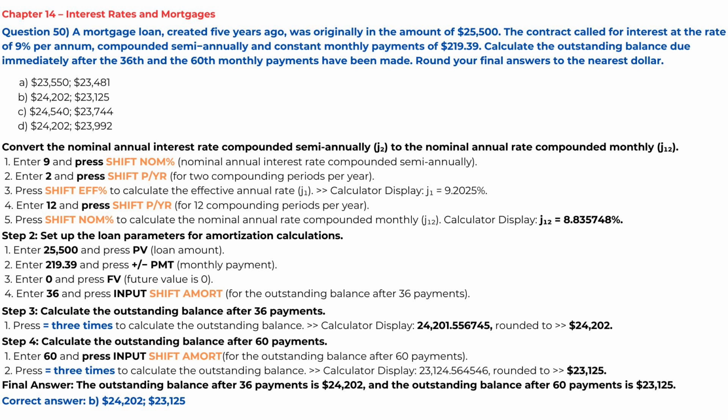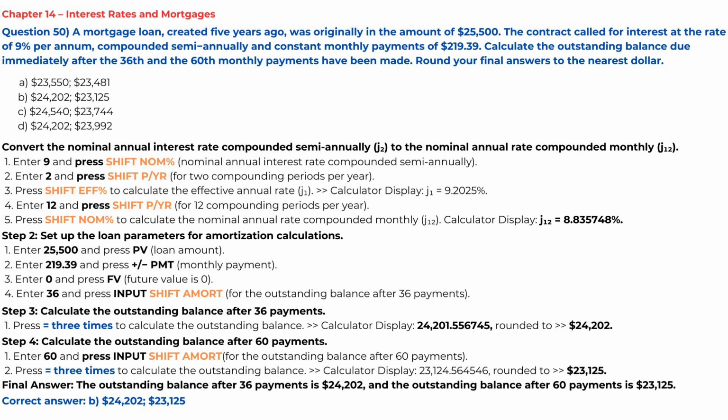Enter 25,500 and press PV, loan amount. Enter 219.39 and press plus and minus sign, and then press PMT, monthly payment. Enter 0 and press FV, future value is 0. Enter 36 and press Input Shift Amort for the outstanding balance after 36 payments. Step 3. Calculate the outstanding balance after 36 payments. Press equal sign 3 times to calculate the outstanding balance. Calculator displays 24,155.6745, rounded to 24,202.